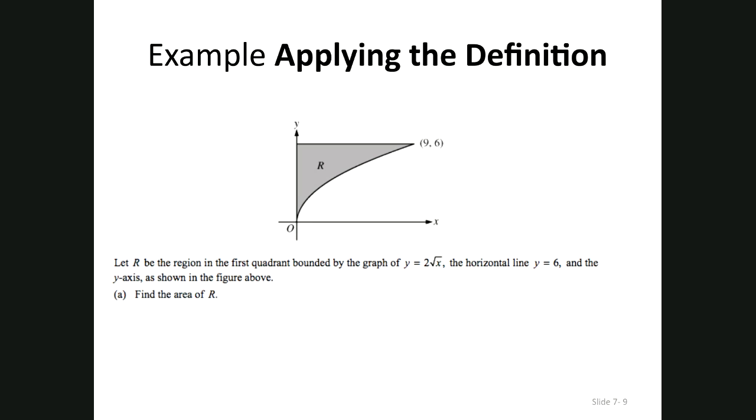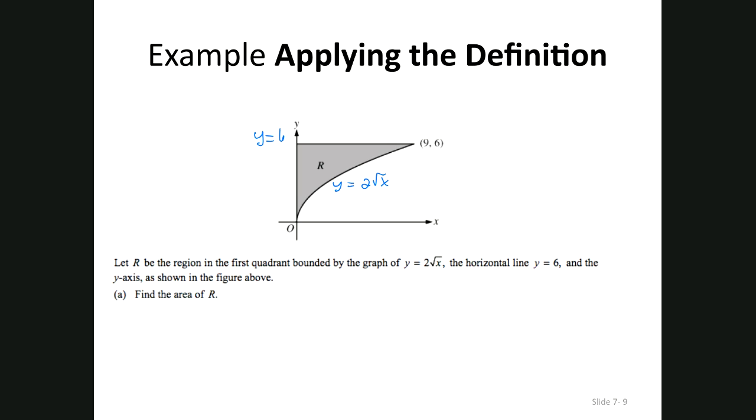So if I wanted to do a problem, this is a problem off an AP test. It says, let R be the region in the first quadrant bounded by the graph y is equal to 2 times the square root of x, and the horizontal line y is equal to 6, and the y-axis, as shown in the figure above. Find the area of R.